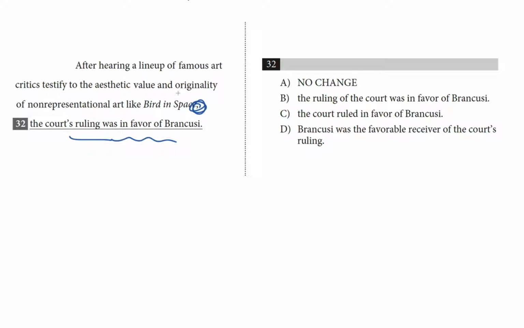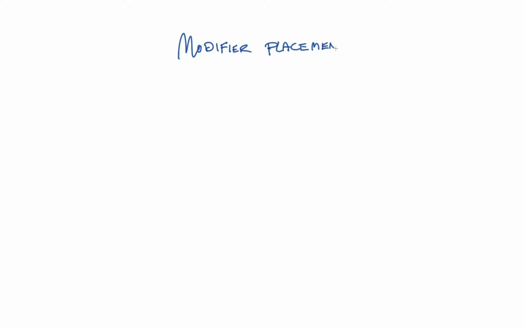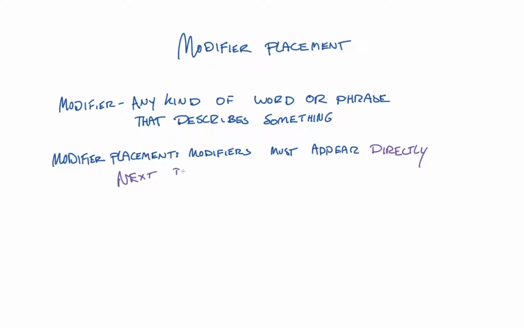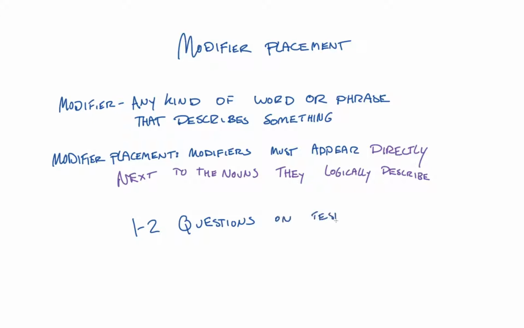This is a question ultimately about modifier placement. Let me explain. So a modifier is any kind of word or phrase that describes something. That can be adjectives like cheerful, or adverbs like hopefully, or full phrases like after hearing a lineup of art critics. The rule that's being tested by modifier placement questions on the SAT is that modifiers must appear directly next to the nouns they logically describe. You'll see 1 to 2 questions about modifier placement errors on test day. So what is a modifier placement error?